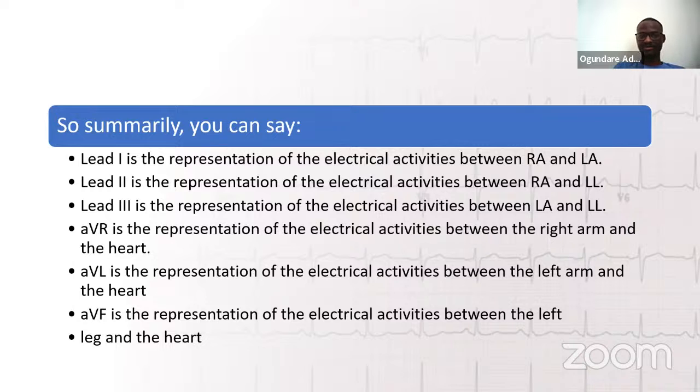Then AVR is between the right arm and the heart. AVL is a representation of electrical activities between the left arm and the heart. And AVF is a representation of the electrical activities between the left leg and the heart. Once you understand this, then I'm happy, my goal is achieved, because my goal is for you to be able to make sense out of the ECG.